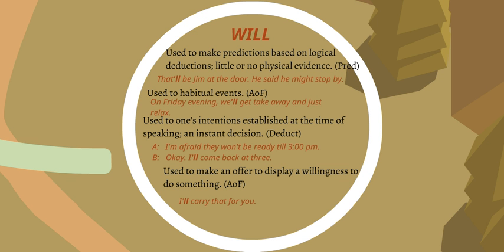Okay. So, four uses for will. The predictions which we've seen, instant decisions which we've seen, habitual events in the future, and then used to make offers. The last one we did not see last week, but it's very, very important for will. We use it a lot.